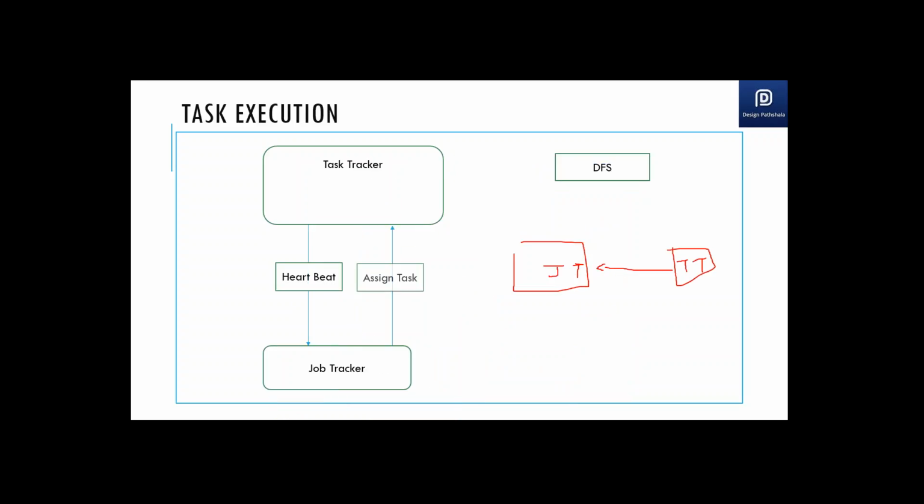Once your task tracker reads the logic which needs to be processed, that logic needs to be read from the distributed file system, because that logic is placed in the distributed file system only. So the task tracker node, basically the data node, reads that logic and runs it in a separate JVM. The task tracker is running a separate JVM, the job tracker is running a separate JVM. The logic which is required to process the data starts in a separate JVM. Any guesses why?